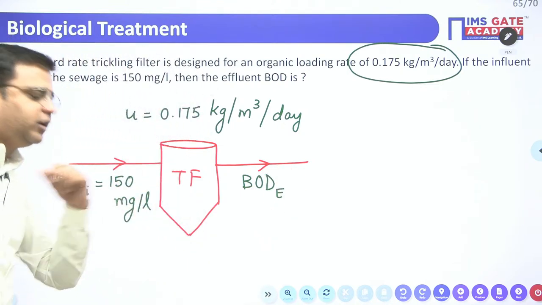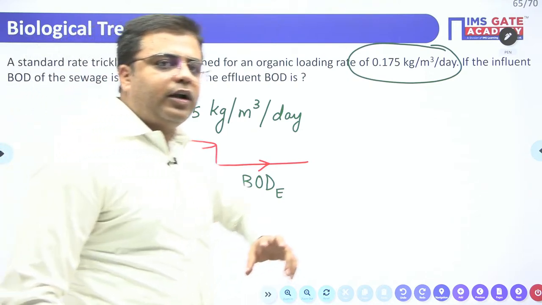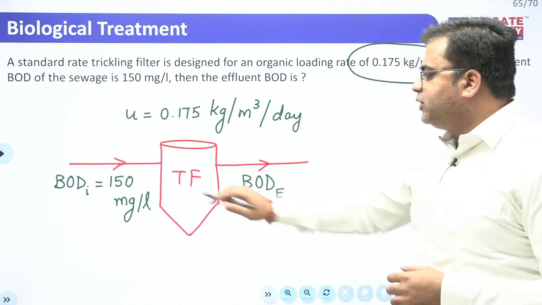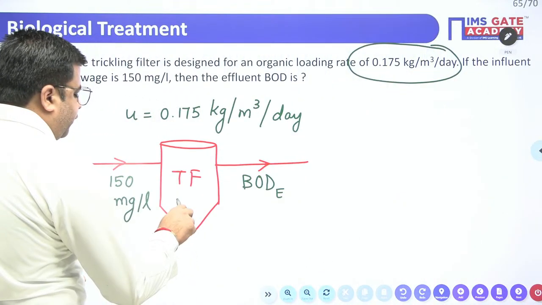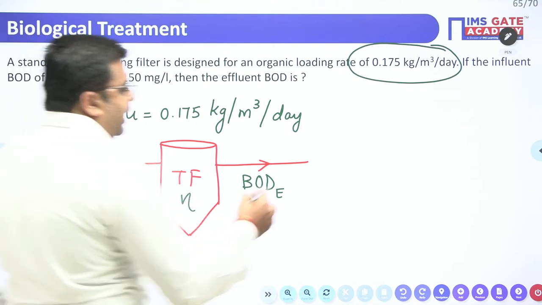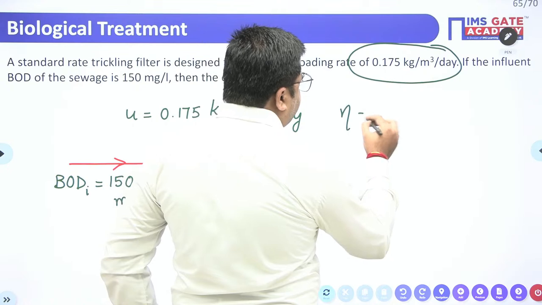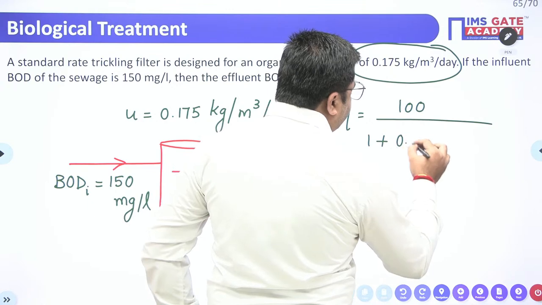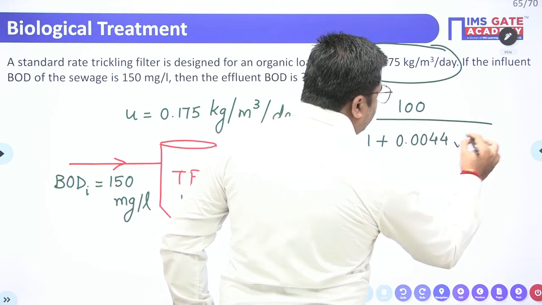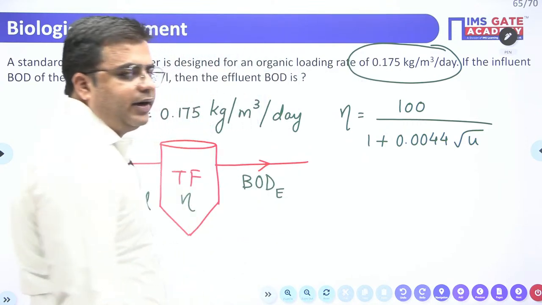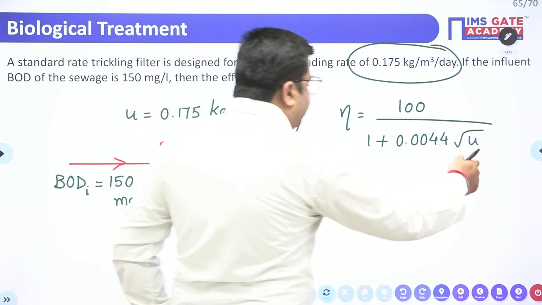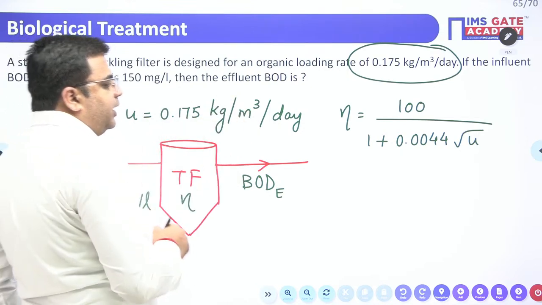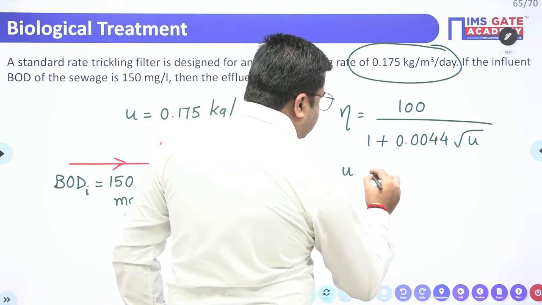If you know the efficiency of the trickling filter for removing this BOD, you can very well calculate how much BOD is coming out, right? So first of all, you need to calculate the efficiency of this trickling filter. The efficiency can be calculated as 100 upon 1 plus 0.0044 under root U. So this is the efficiency of the standard rate trickling filter. This U has to be kept in kg per hectare meter per day, but here it is given in meter square. So let me convert this U to kg per hectare meter per day.